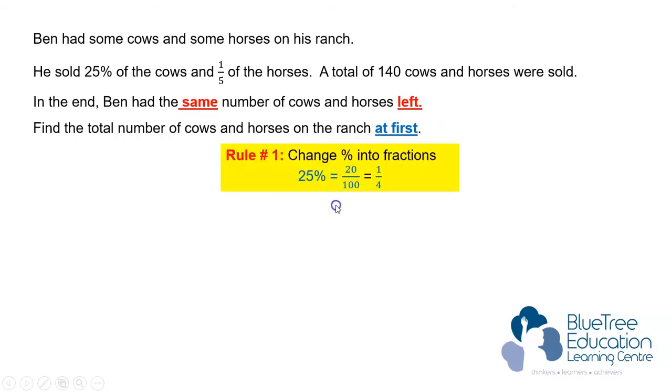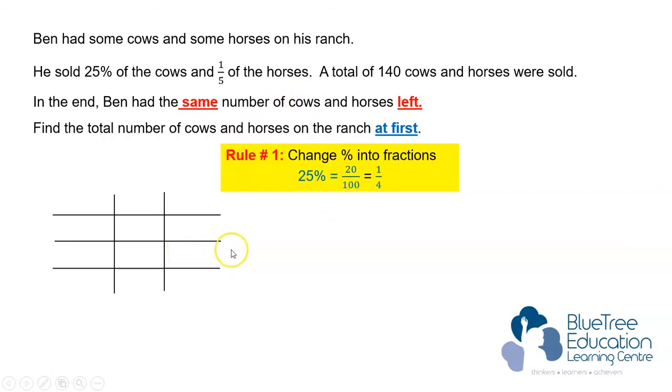Whenever you see a percentage in the story, always change it into fractions. This will help you to solve the questions easily. So 25% is converted into 1/4. We're going to draw a tic-tac-toe table and fill up the information given.